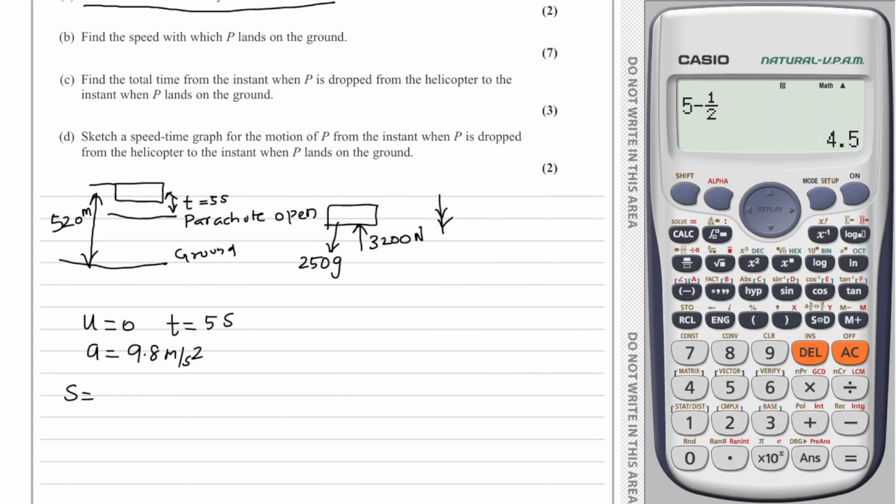So s is equal to ut plus half at squared. It is the equation of motion formula. So u is equal to 0, so 0t is 0. Then 1 by 2 times 9.8 times 5 squared. We can type it in the calculator. So this will be 1 by 2 times 9.8 times 5 squared, and our answer is 122.5.